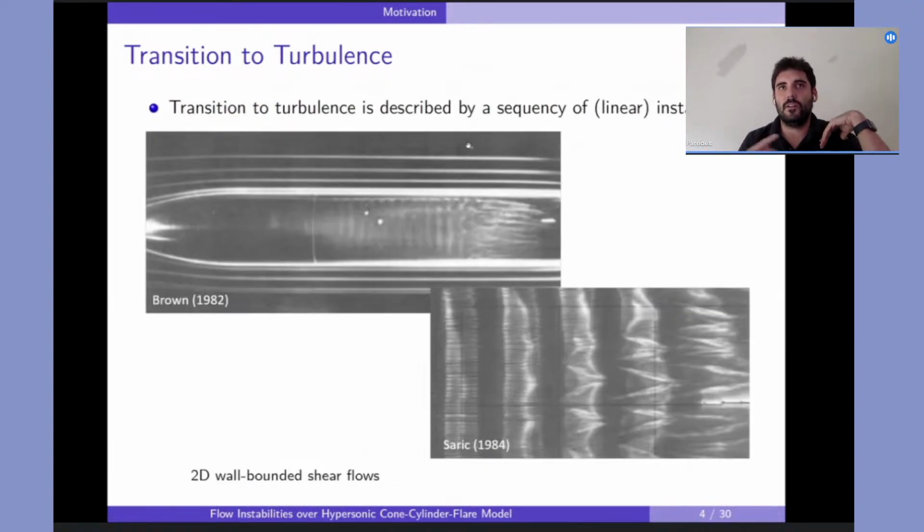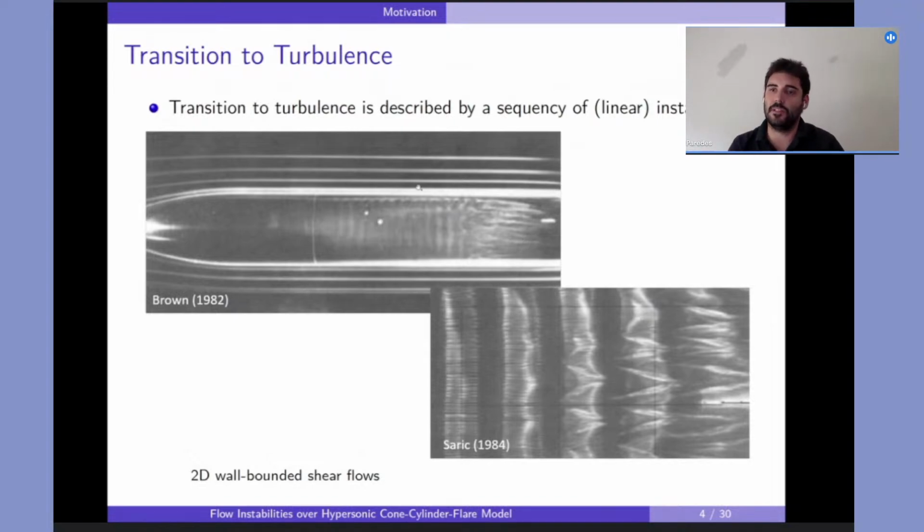In this case, we are not rotating, it's just the flow over this cylinder, and also in a flat plate. And what we get now is, again, a sequence of linear instabilities. They grow, and then they break down to turbulence. So we go from laminar to turbulent again.